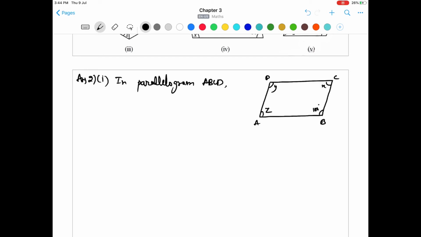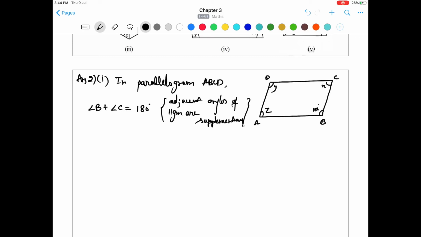In parallelogram ABCD, we know that in a parallelogram the adjacent angles are supplementary. That is, angle B plus angle C will be equal to 180 degree. And the reason for this one is, so write the reason, adjacent angles of a parallelogram are supplementary. Therefore, angle B plus angle C will be equal to 180 degree.